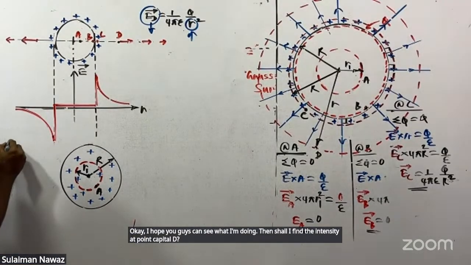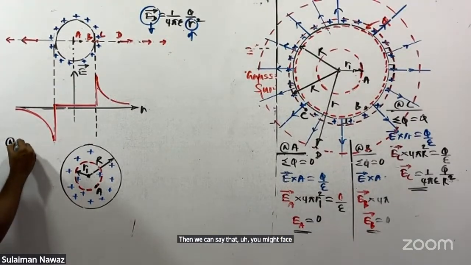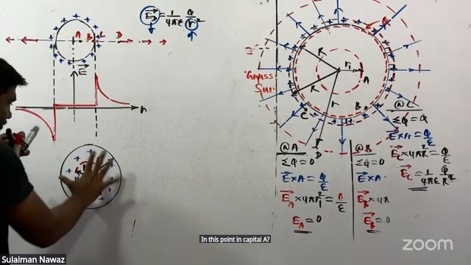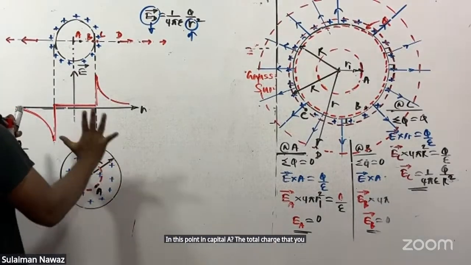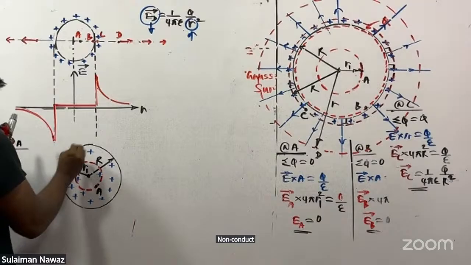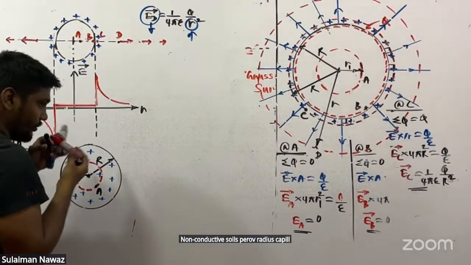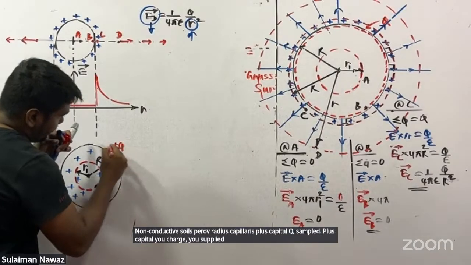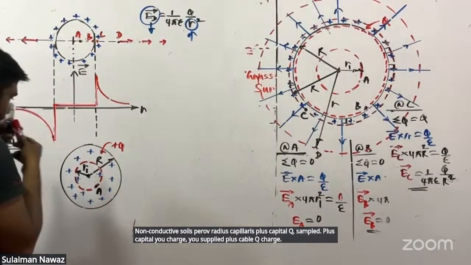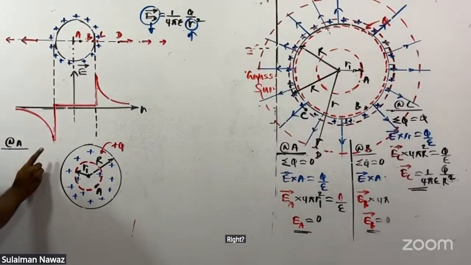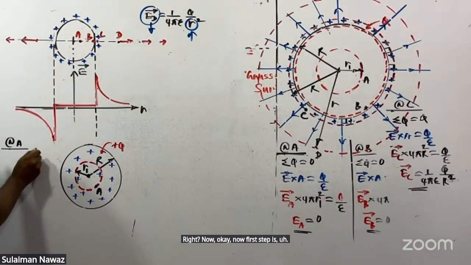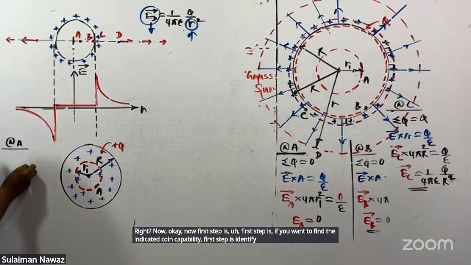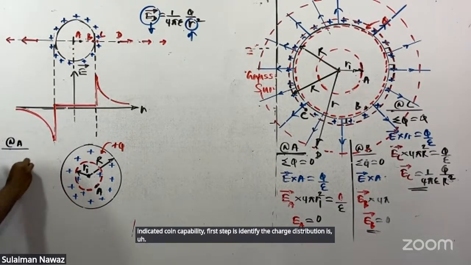You might face a very big problem. For the intensity at point capital E, the total charge that you supplied to the non-conductive solid sphere of radius capital R is plus capital Q. Now, the first step to find the intensity at the point is to identify the charge distribution. It's a volume charge distribution.